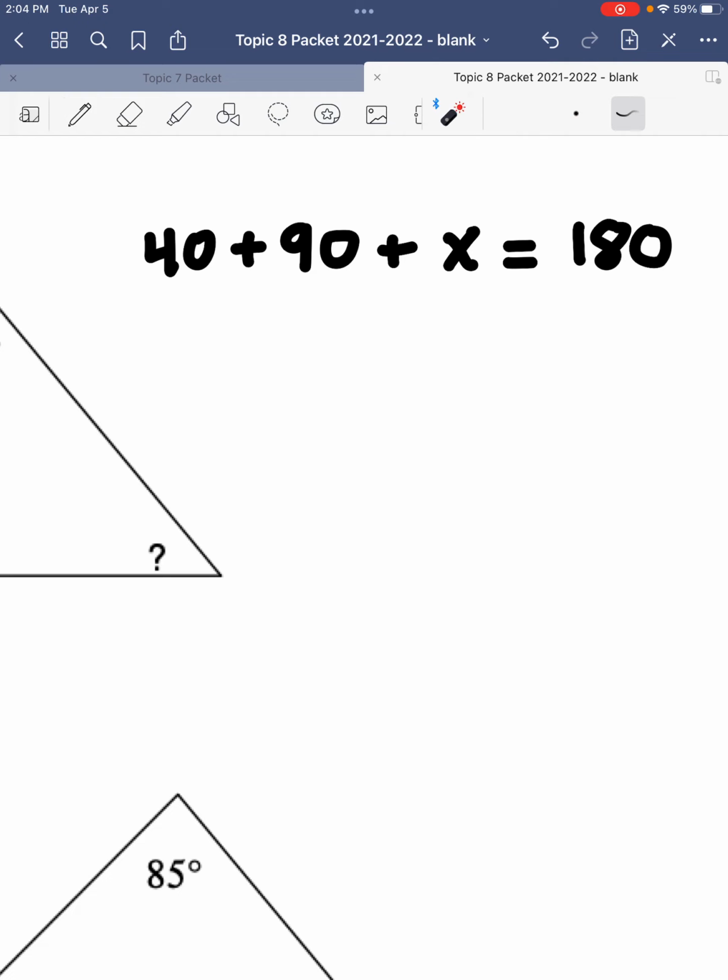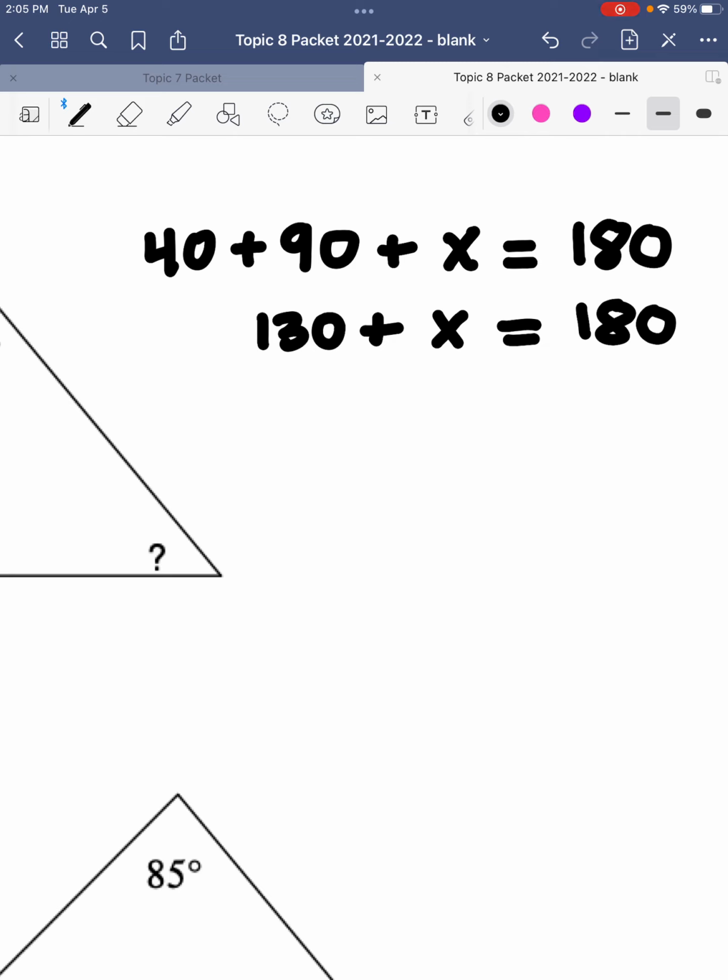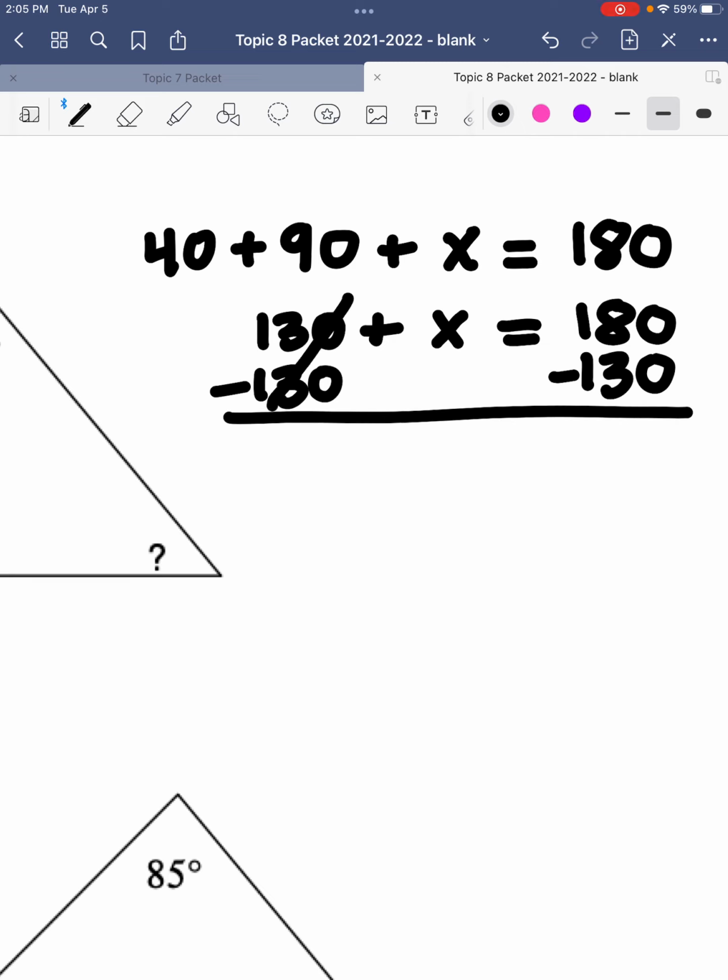Now I'm going to combine like terms. My like terms are these just plain old numbers right here. So 40 plus 90. When I add that together, I get 130. So 130 plus x equals 180. Now to get that x by itself, I have to undo this 130, right? That's a positive 130. So I'm going to subtract 130 on both sides of my equal sign. So what happens is the 130s cancel out, x comes down, it's by itself. On the other side, 180 minus 130 is 50. So the missing angle is 50 degrees.